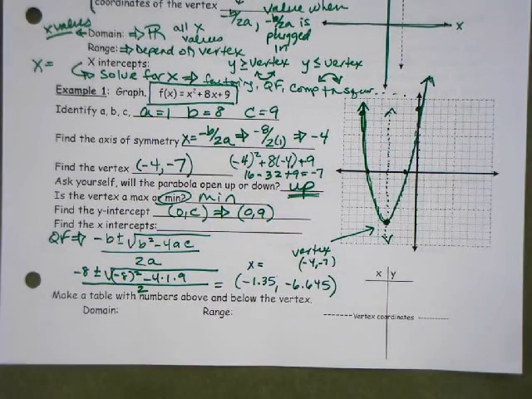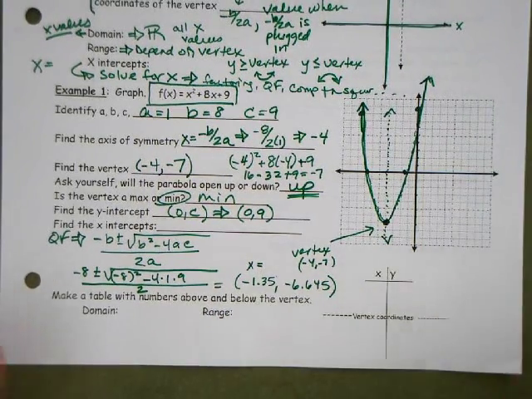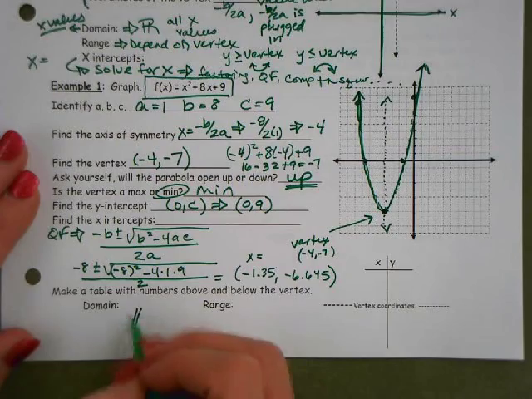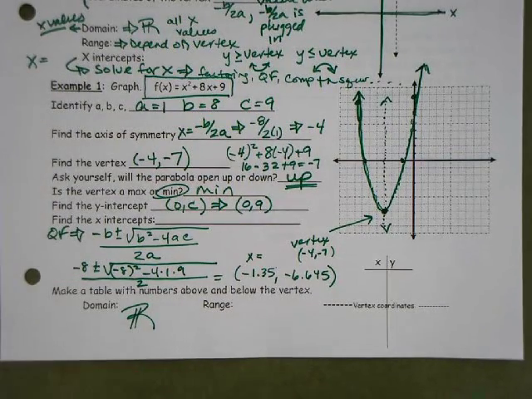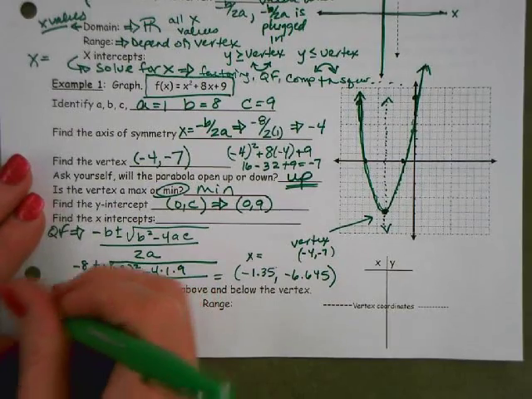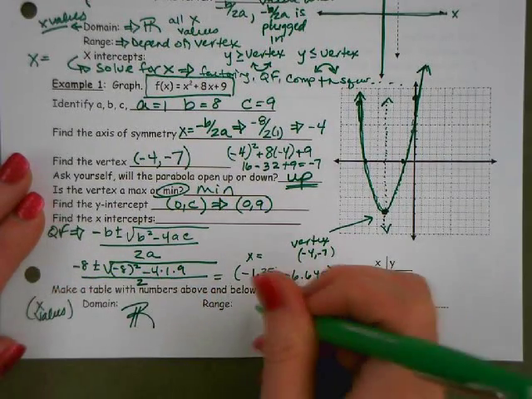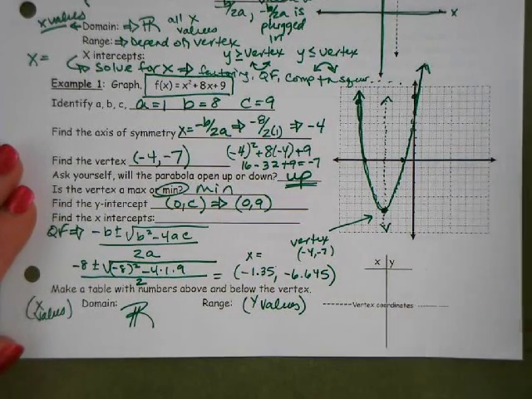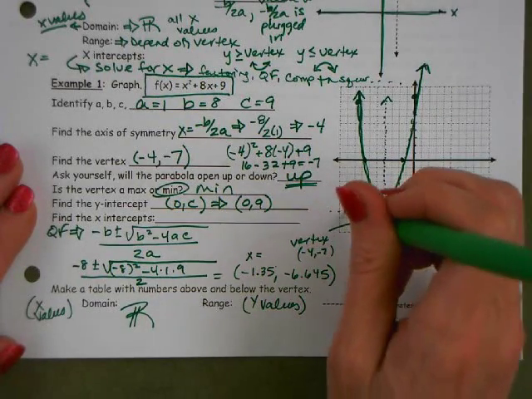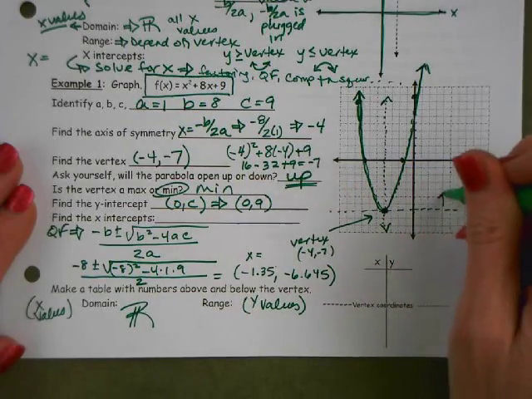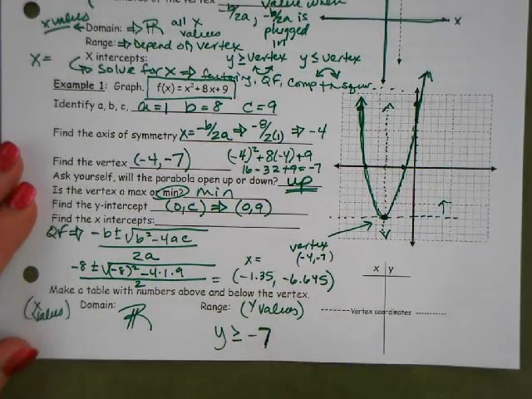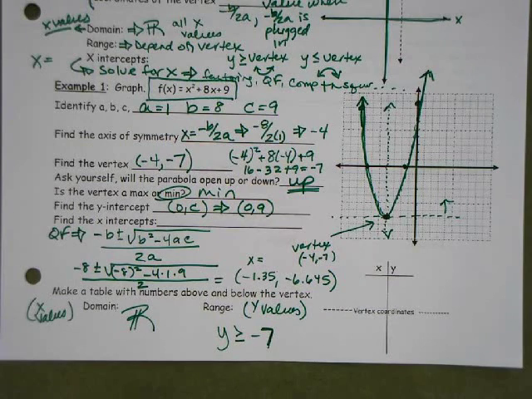And then, what is the domain? All real numbers. You got it, all real numbers. And the range is looking at the vertex. Remember, the domain is your x values, and the range is going to be your y values. So what would my range be? What values of y can I have? Well, it starts from here and goes all the way up, right? So my range is going to be from this line up. So y is going to be greater than or equal to negative 7. Good so far?